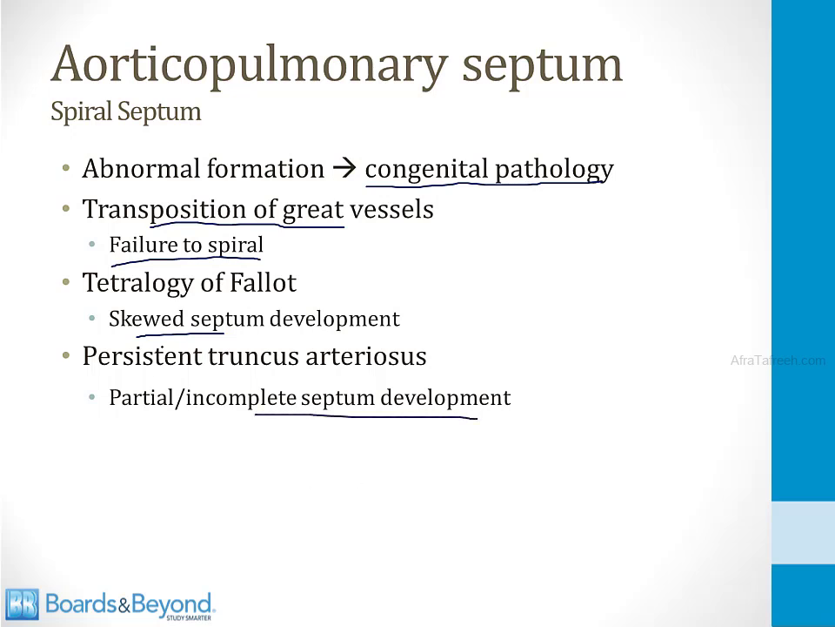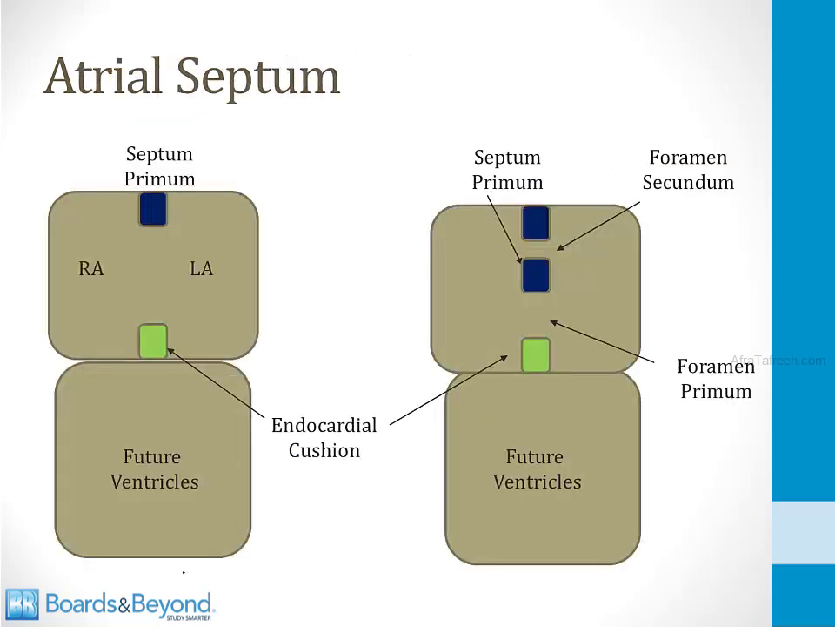And I talk about all of these disorders in another video, but I just want to mention here that they all derive from abnormal formation of the aorticopulmonary septum. Now let's talk about how the atrial septum forms. This is the wall that separates the right atrium from the left atrium.